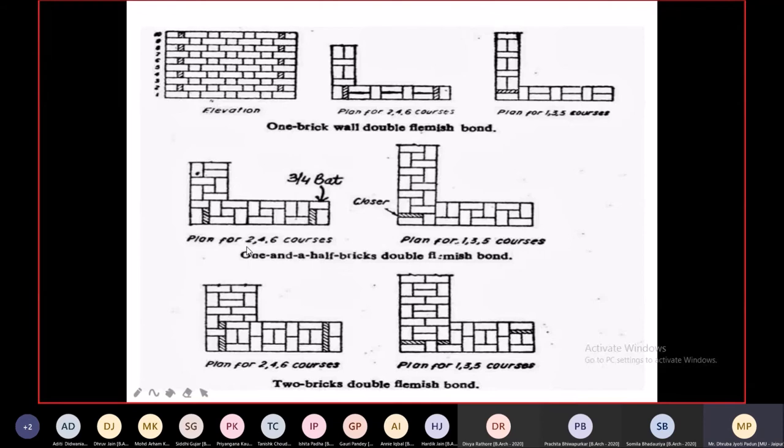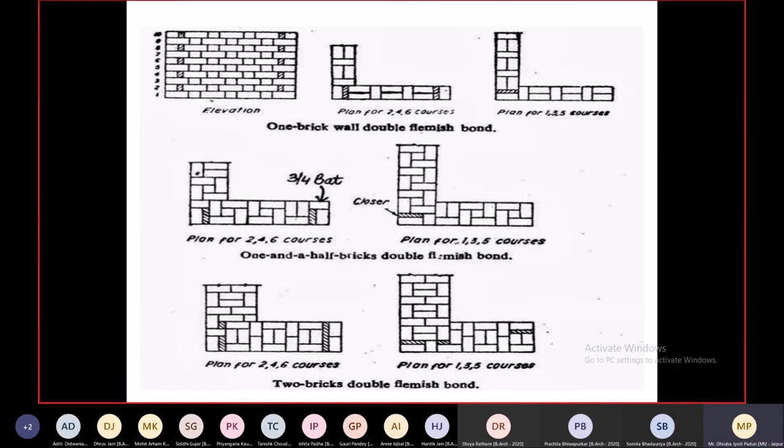And this one is 1.5 brick Flemish bond. Correct. So, plan of 2-4-6 course and plan of 1-3-5 course. Then this one is one brick wall. This one is 1.5 brick wall, and this one is two brick wall Flemish bond. Correct. One brick, 1.5 brick, and this one is two brick wall Flemish bond.